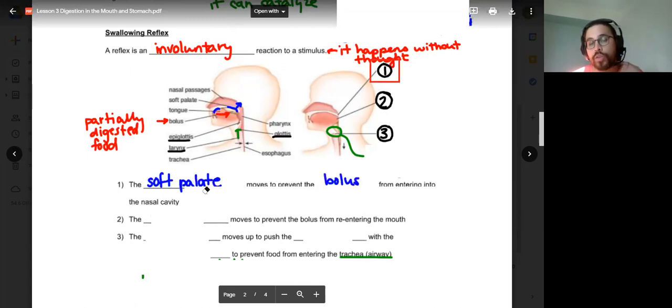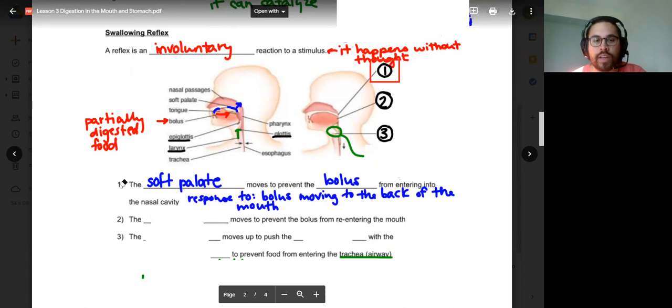the soft palate moves upward to prevent the bolus from entering the sinus or nasal cavity. This is in response to the bolus moving to the back of the mouth as a result of the tongue pushing it back there. For those of you who have ever been unfortunate enough to laugh while eating and get food or liquid stuck up in your sinuses or coming out of your nose, that's because the laughing reaction causes the food to go back before the soft palate closes. So the soft palate is responsible for protecting your sinus and nasal cavity, which is connected through the windpipe at the back of your nose and throat. It prevents that food from going up there. So the soft palate has now sealed the nasal cavity. Happy days, we're in good shape. Step one, complete.